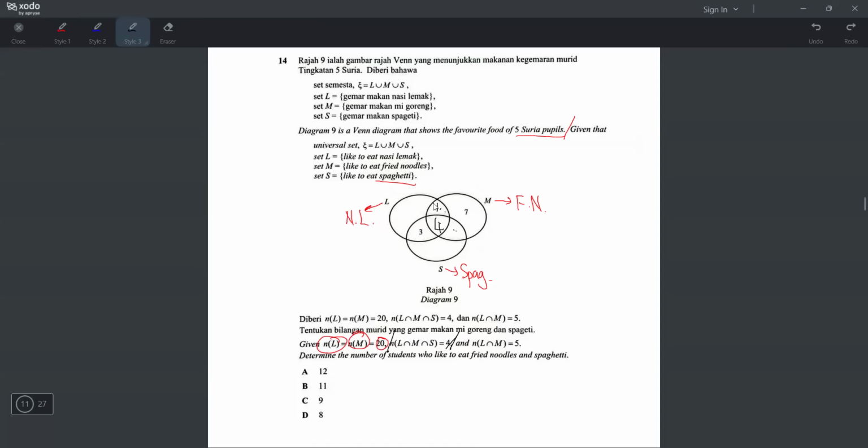They just say L intersect M is 5. That means it's including the 4. So that's why it has to be rejected. Okay, after writing this, I realized the 20 can be used already.